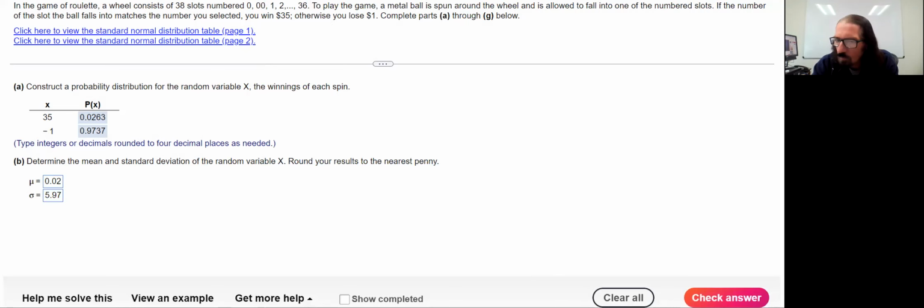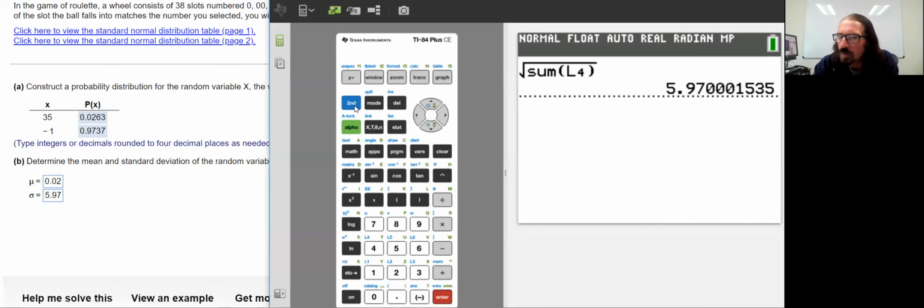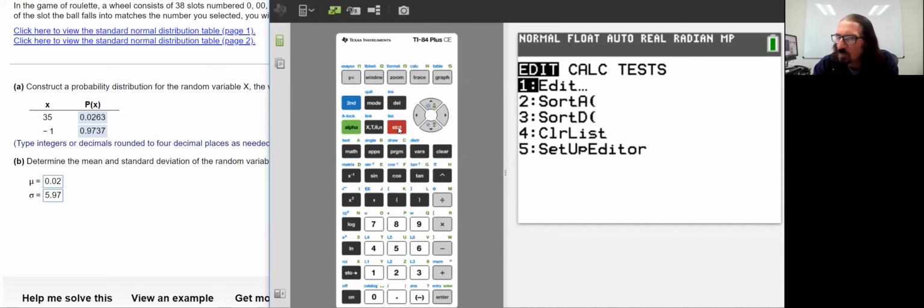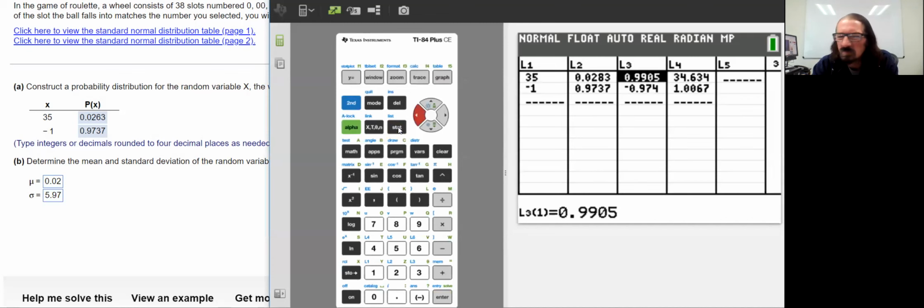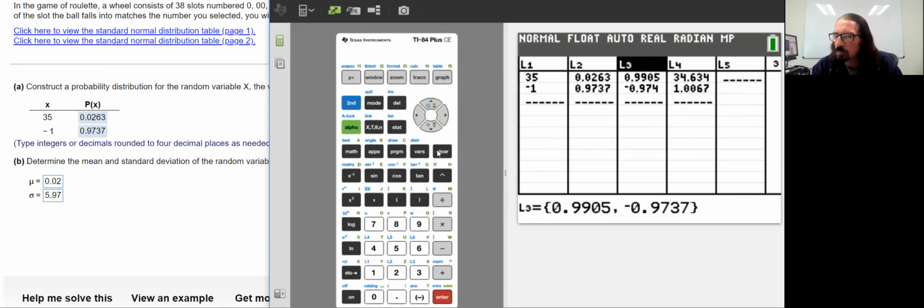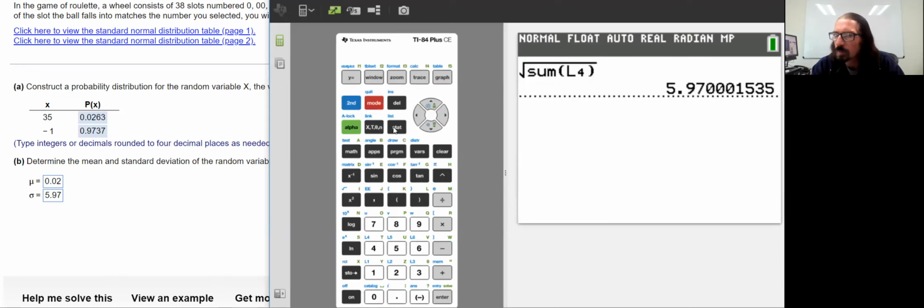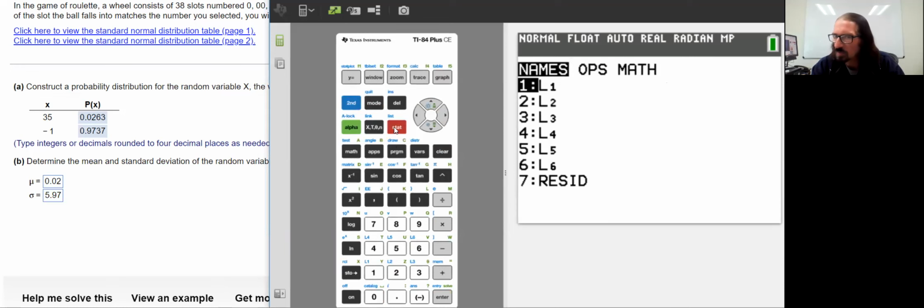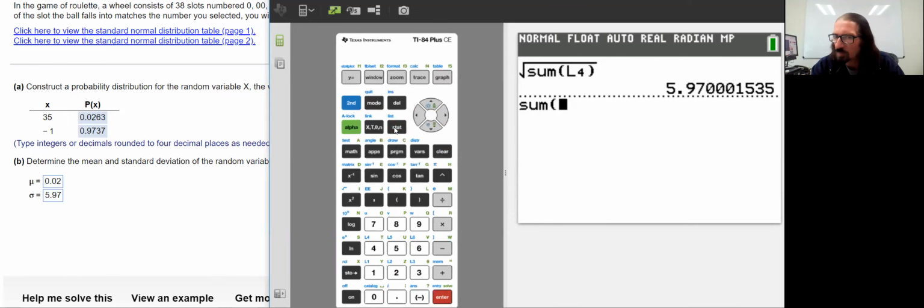Make sure I entered things correctly. That explains it right there. That was 0.0263. And unfortunately, I'll have to start that from the beginning then. List 1 times list 2. Sum of that, the sum of what's in list 3, will give us the mean.